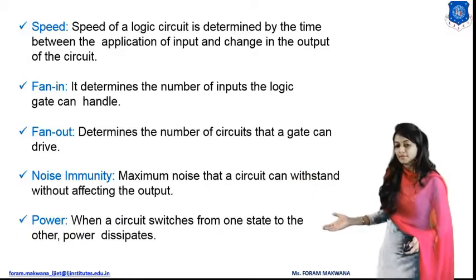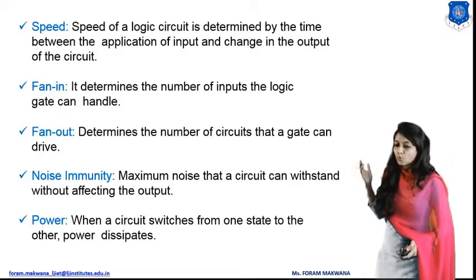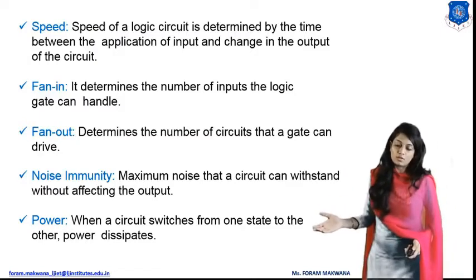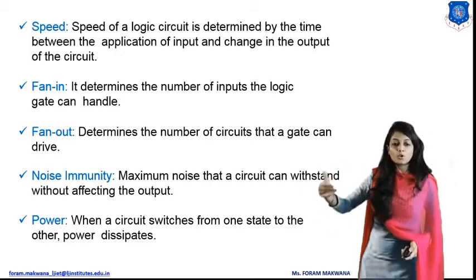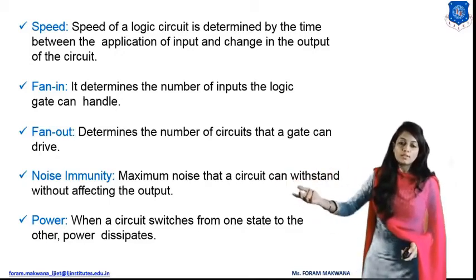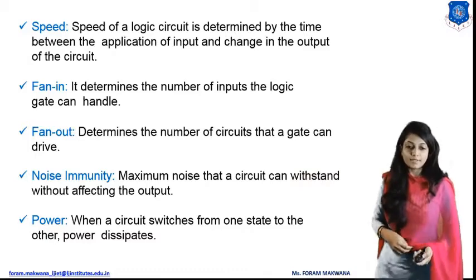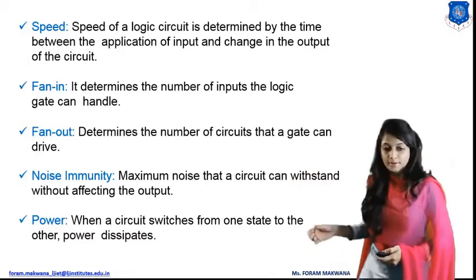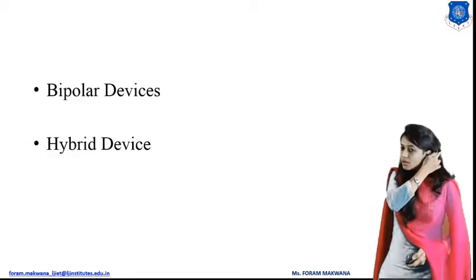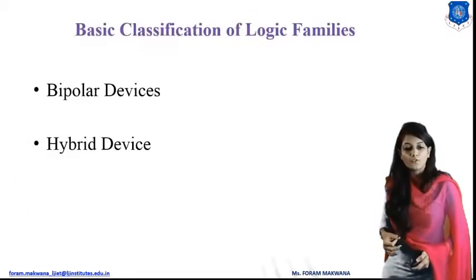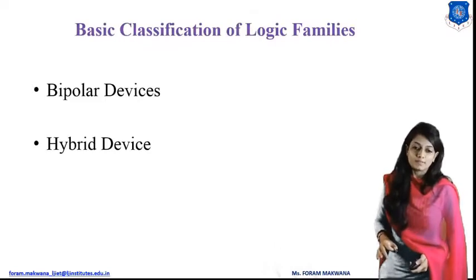Fifth one, power dissipation. What does power dissipation mean? When my circuit changes its state from on to off or off to on, how much power is dissipated? That is identified by the power dissipation. So these are the characteristics of any logic family.